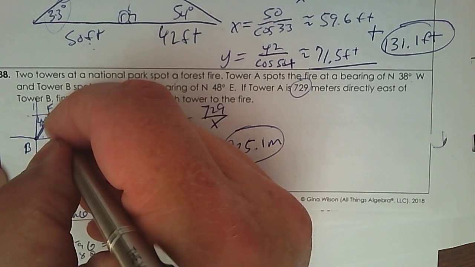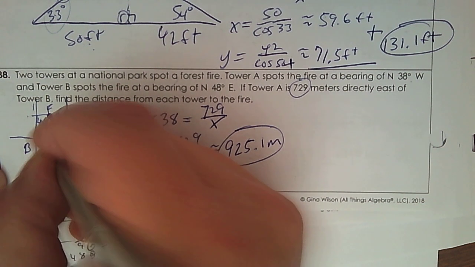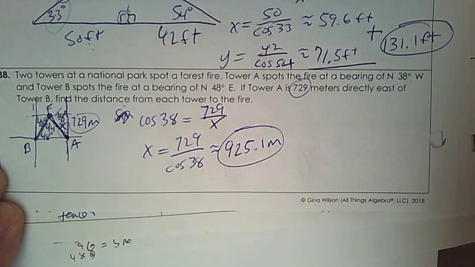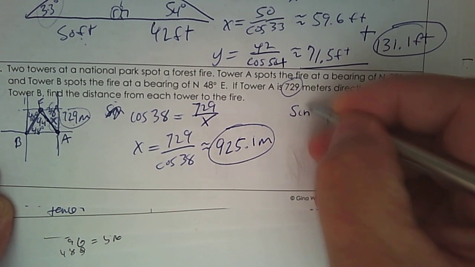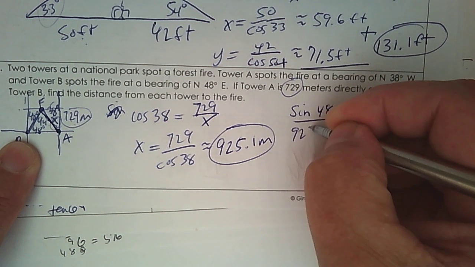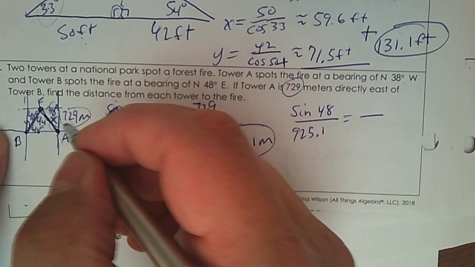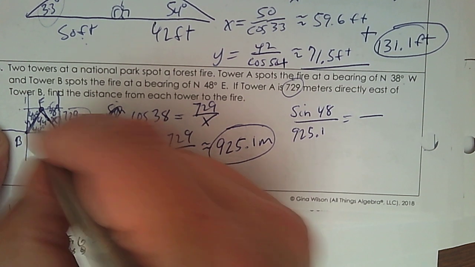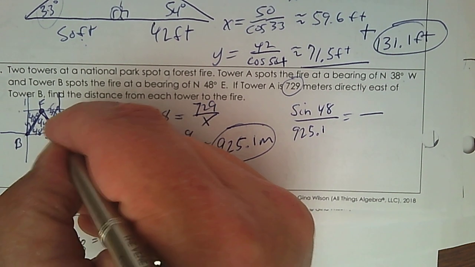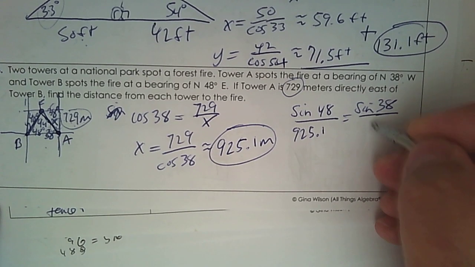I do. So this angle in here would also be 48 using parallel lines. And so if I have angle, angle, side, I can use law of sines. So that's what I'm going to do. So sine 48 over what I just found, 925.1, is equal to, I want to find this other side. I'll call that y. On this side right here, what angle is there? So again, if I do parallel lines or go 180 subtract, I see that angle's 38. So it's sine 38 over what I'm looking for, which is y.